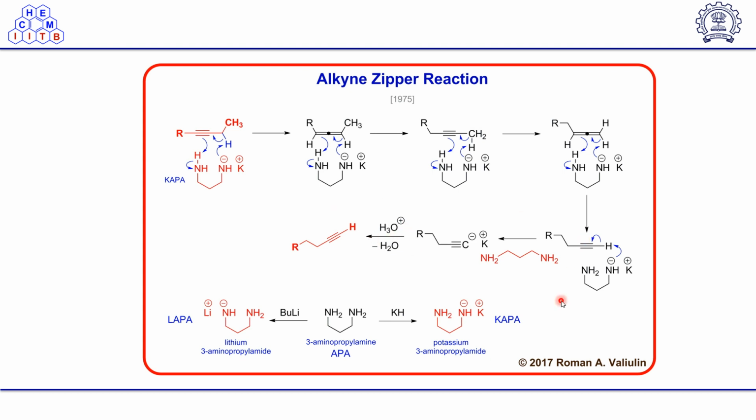So this is basically the isomerization of an internal alkyne to a terminal alkyne, and this process will continue until the alkyne reaches the terminal position and there is no further proton to abstract in the terminal position. So that is the alkyne zipper reaction.